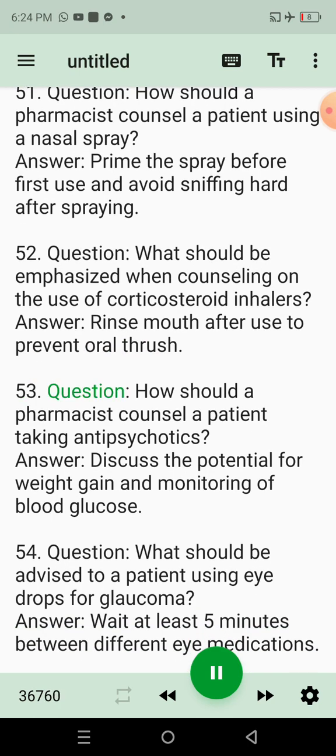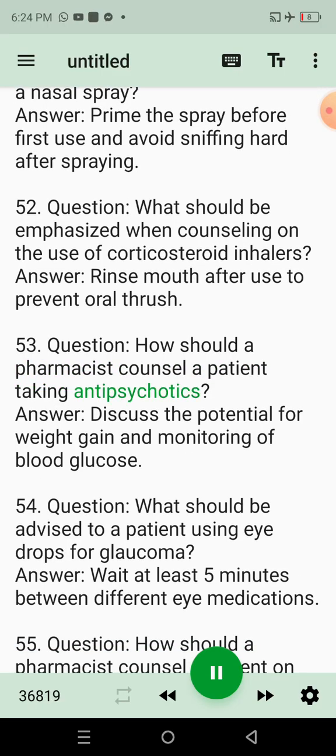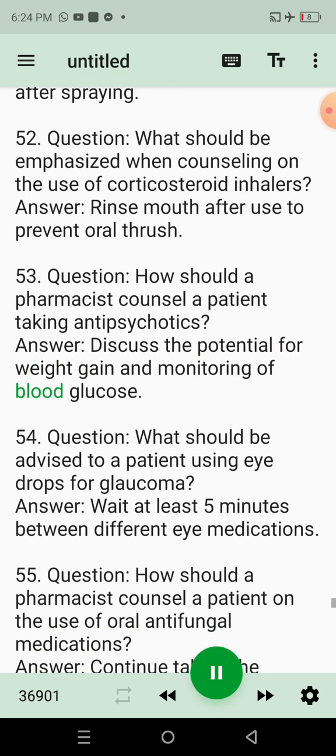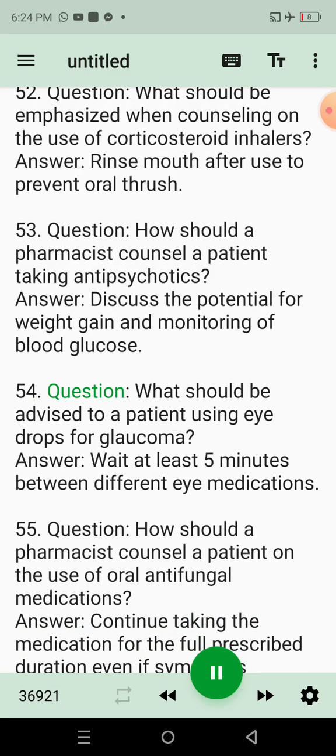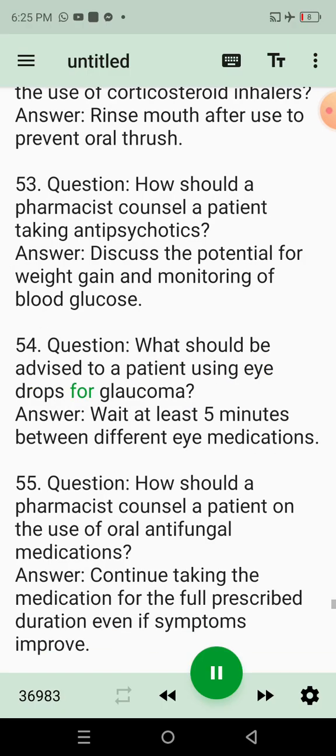53. Question: how should a pharmacist counsel a patient taking antipsychotics? Answer: discuss the potential for weight gain and monitoring of blood glucose. 54. Question: what should be advised to a patient using eye drops for glaucoma?